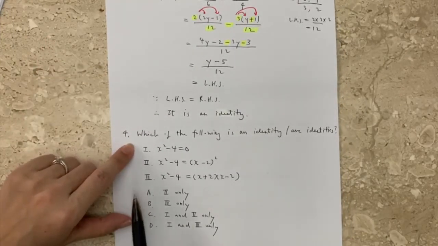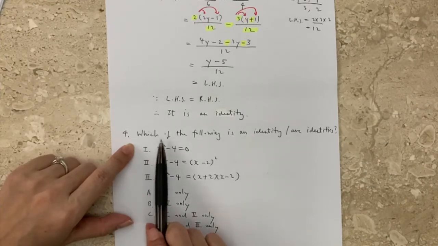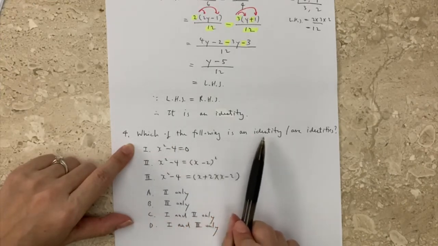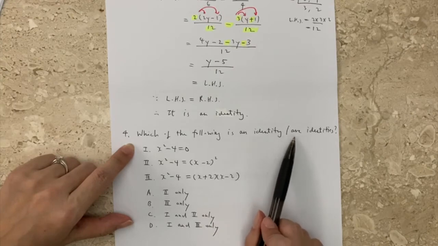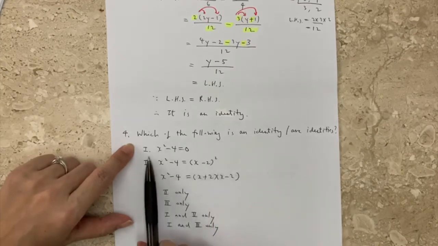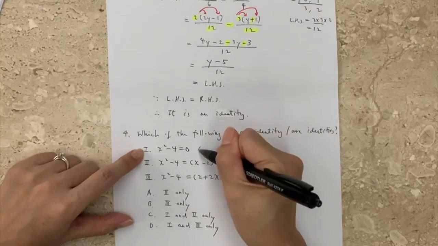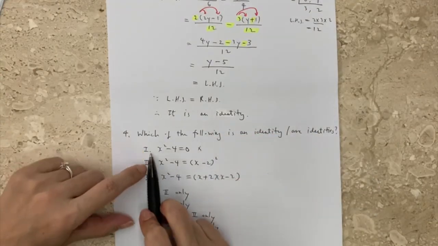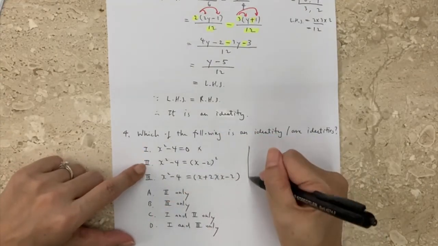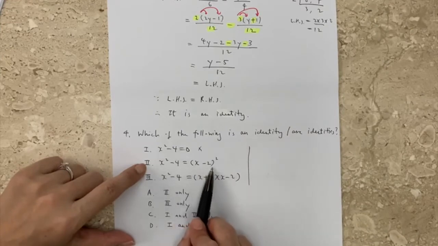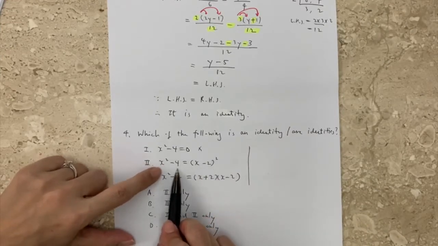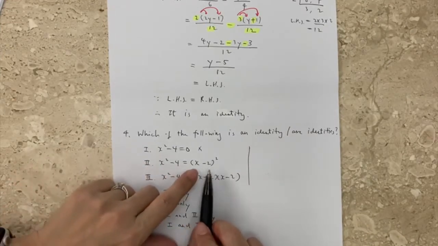So after that, this is the last question in today's lesson. We do one MC question: which of the following is an identity or are identities? Okay, let's look at the first one. On the left hand side we have x squared minus 4, and on the right hand side we have 0. Of course they are not the same, so this is not an identity. All right, what about part 2 here? We need to simplify. This is the left hand side, and now we need to simplify the right hand side.